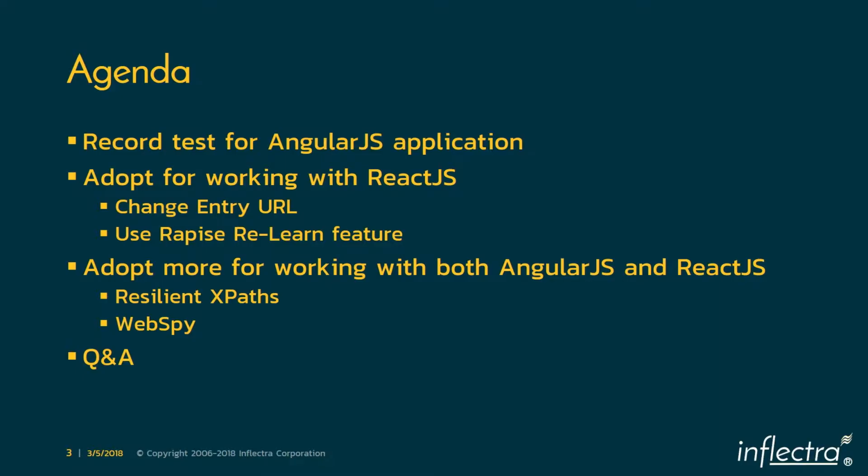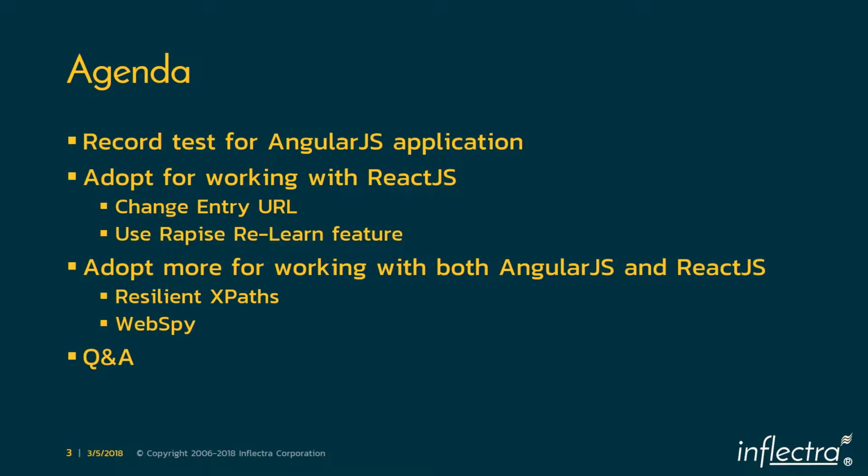We're first going to be showing you how you can take an AngularJS application, record a test for it, verify the test works, and then refactor the application to work with ReactJS, and then take that new application that's written in ReactJS and show how you can change the URL to handle the different instance, and how you can relearn objects inside of the test that you've recorded so that it can adapt to any changes that have been made in the application's DOM structure.